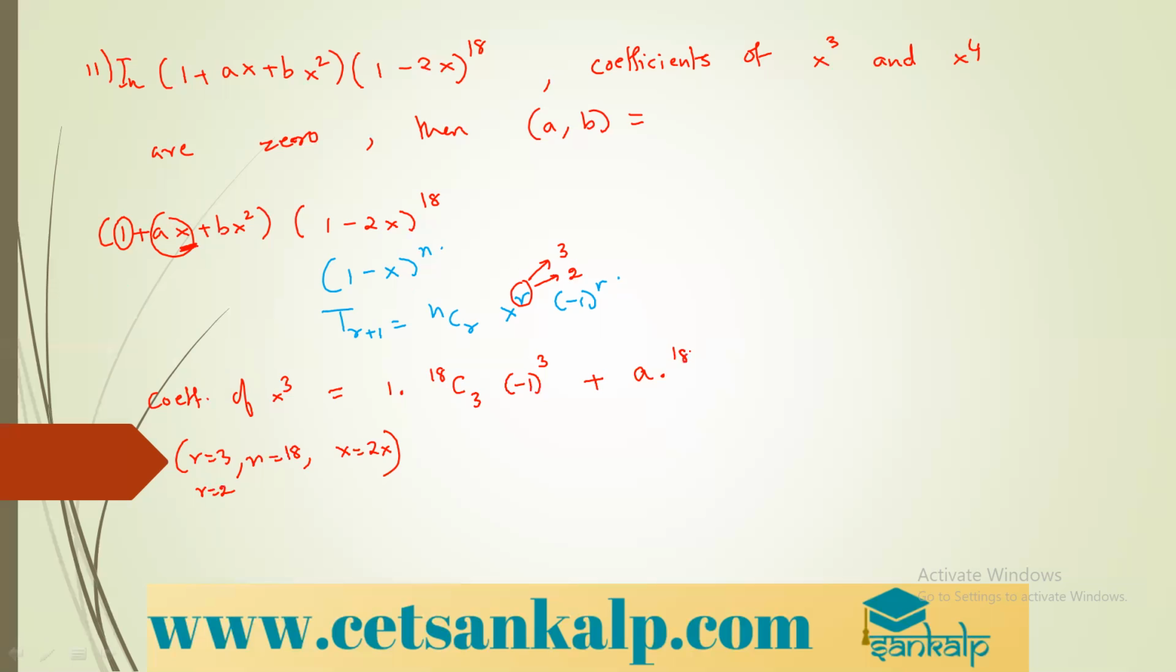So nC2 (minus 1)^2. One more coefficient you will have, bx square. So b also will be multiplied because it is x square. This time we will multiply with x^1 so that we will get x cube. So r will be 1 now. nC1 (minus 1)^1. This total thing is the coefficient of x cube.